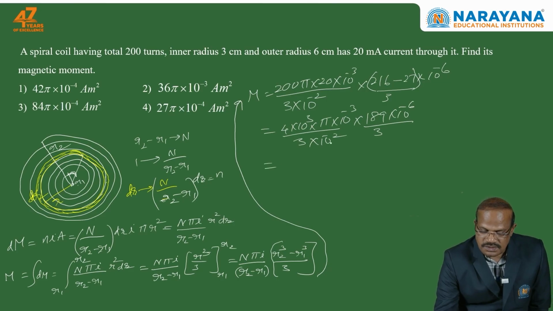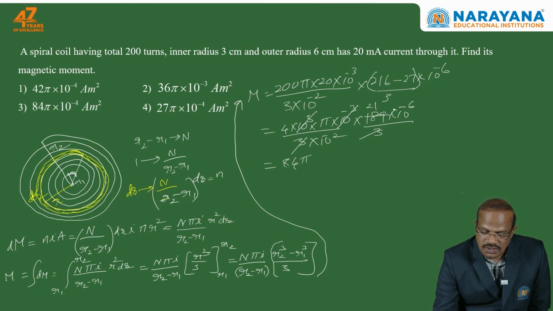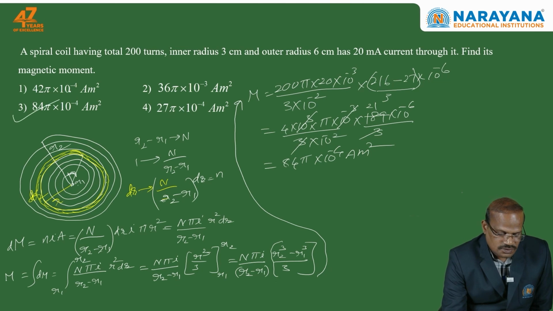So this becomes 9 twos 9, 21 into 4, this is 84 pi, this gets cancelled, and 10 power minus 4 is remaining, into 10 power minus 4 ampere meter square. So the answer is 84 pi into 10 power minus 4. So the third option is correct.